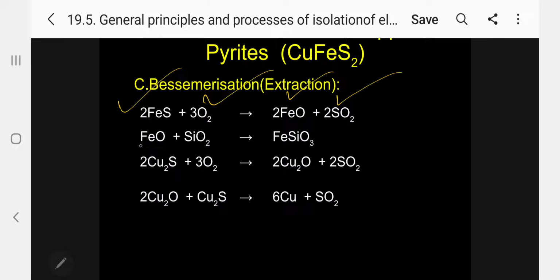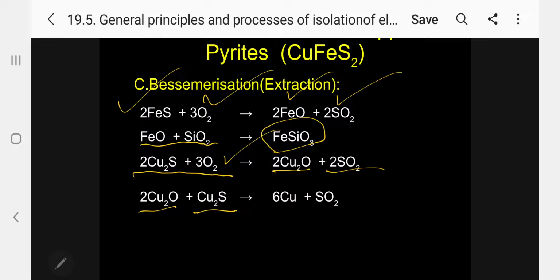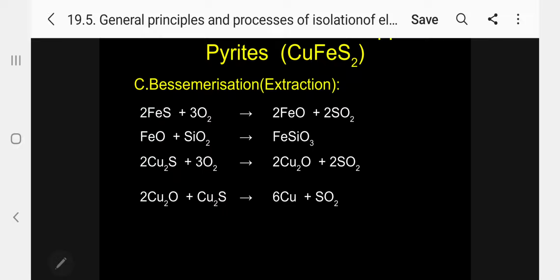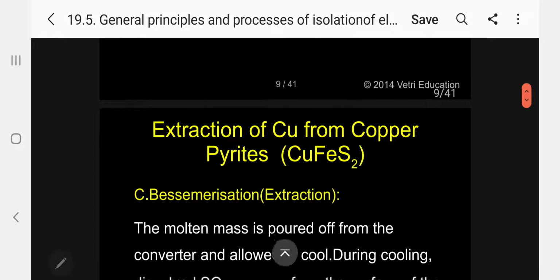The second, FeO, reacts with SiO2 to form a slag, which is removed from the instrument, that is the converter apparatus. Then cuprous sulfide is oxidized by oxygen to cuprous oxide and SO2. And cuprous oxide again reacts with the cuprous sulfide to give impure copper and sulfur dioxide. So this is the way we do the extraction.